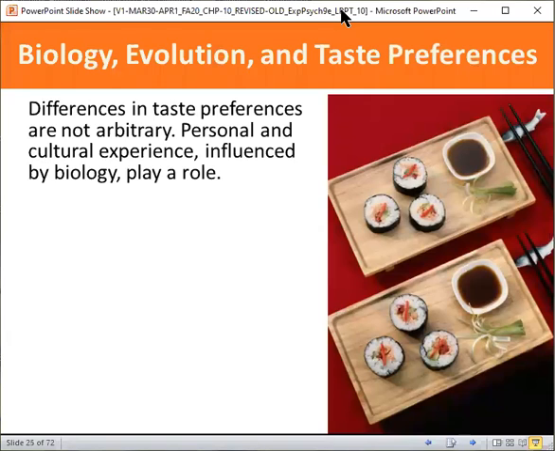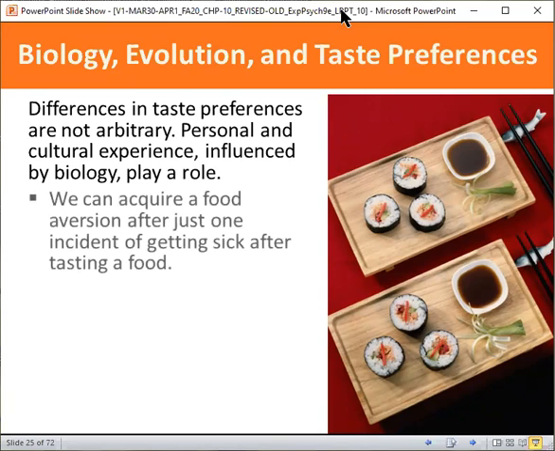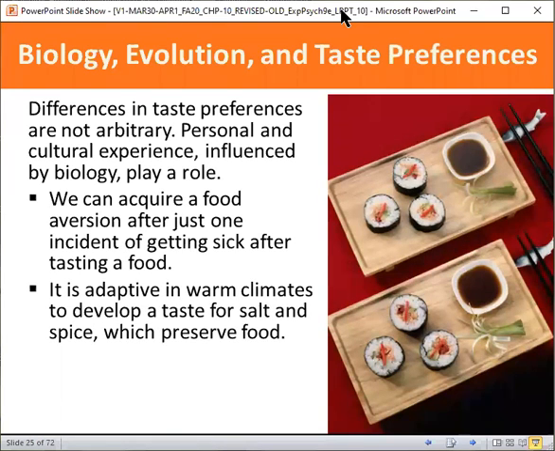Now, differences in taste preferences are not arbitrary. Personal and cultural experience influenced by biology play a role as well. We can acquire a food aversion after just one incident of getting sick after tasting food. It is adaptive in warm climates to develop a taste for salt and spice, which preserve food. So what it comes down to is, if you live or grew up in a very warm climate, it is often that you will have more spices in your food, particularly salt, for example.